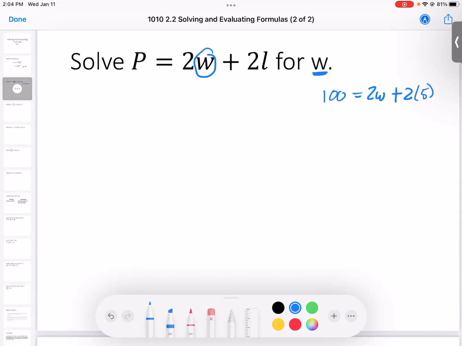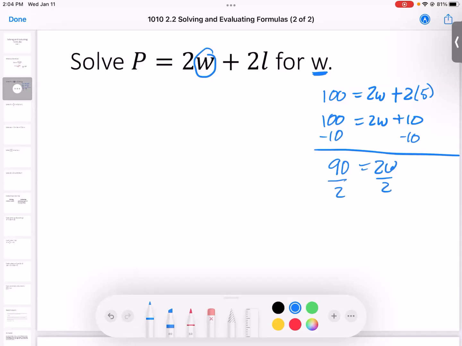So if I was solving this, where I'm thinking about P and L as just being numbers, the way I would solve it is I would start by saying, well, 2 times 5 is 10. And then to get the W by itself, I would subtract 10 on both sides, which gives me 90 equals 2W. And then I would divide by 2, which would tell me that W equals 45. But this is only if the perimeter is 100 and the length is 5.